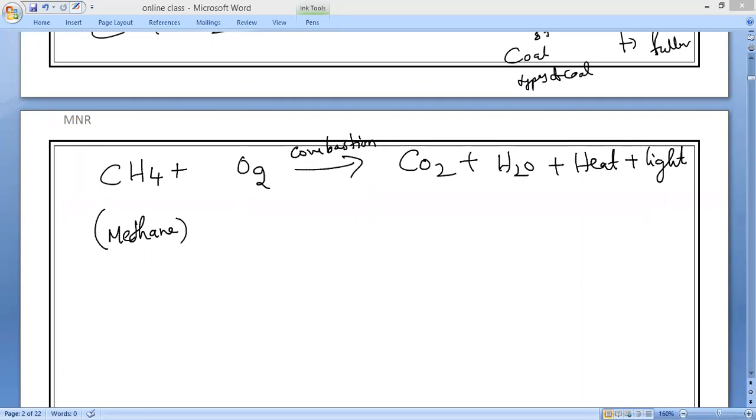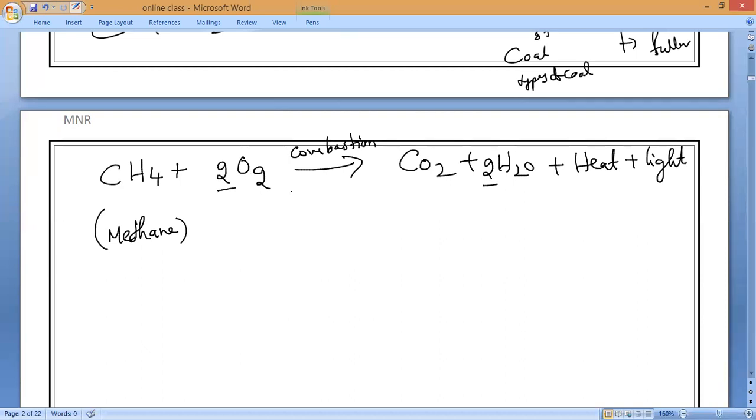2O2, 2H2. Very good. Here 2H2 will come and here 2O2 will come. Balanced. Very good. Super. So everybody should learn the balancing equation one time, not every time you have to learn it. So CH4 plus 2O2 gives you CO2 plus 2H2O, along with a huge amount of heat and light energy.